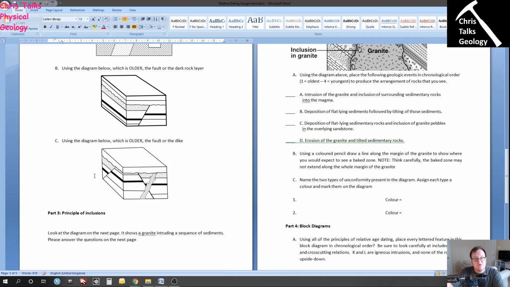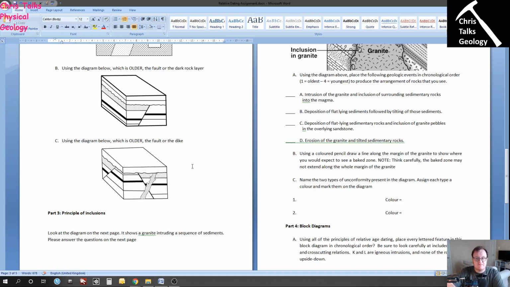Question C, using the diagram below, this one right here, which is older, the fault or the dike? Well, the fault is here, the dike is here, so we're using the principle of cross-cutting relationships on those two. So I think we're going to agree, part 2 is quite easy.